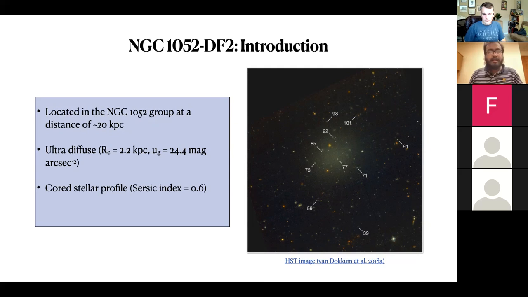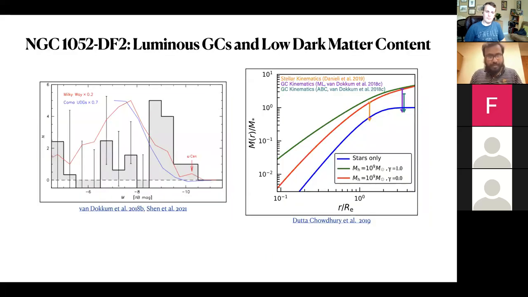And one important thing that will become important later is that this galaxy has a cored stellar profile, and it has about 10 spectroscopically confirmed globular clusters, which is sort of anomalous for these stellar masses. And the other interesting or anomalous thing about this galaxy is, first of all, its luminosity function. So its luminosity function is shifted to higher magnitudes compared to typical other galaxies.